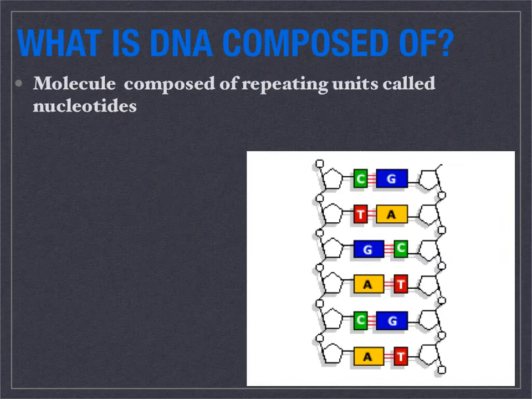Section 8.2, the structure of DNA. Okay, so thinking way back to chapter 2, which we covered in first semester, we talked about nucleic acids. The two types of nucleic acids are DNA and RNA. Today we're talking about DNA specifically, what DNA is composed of.